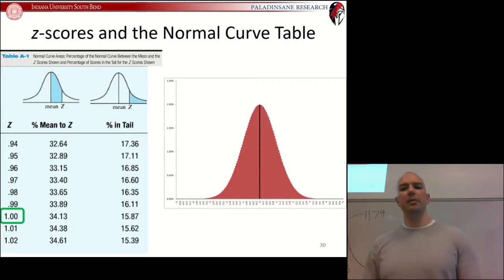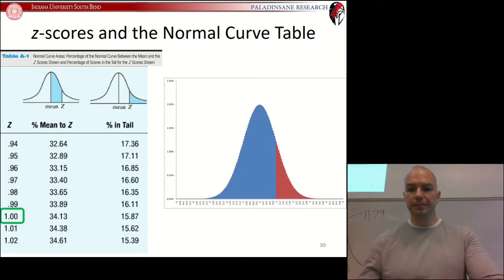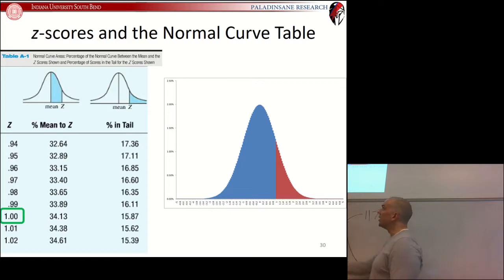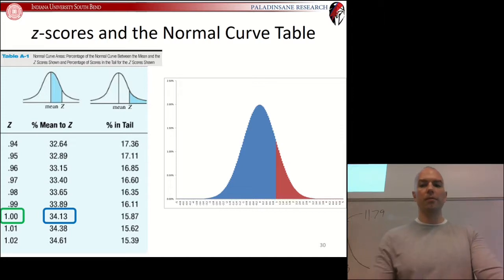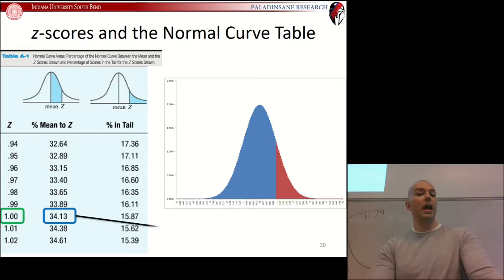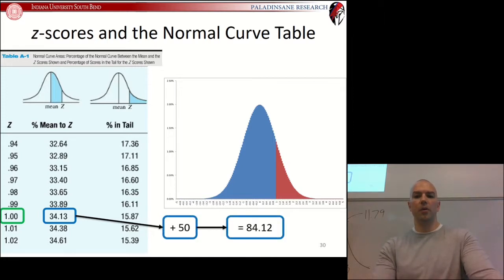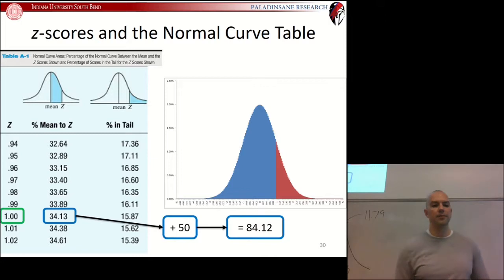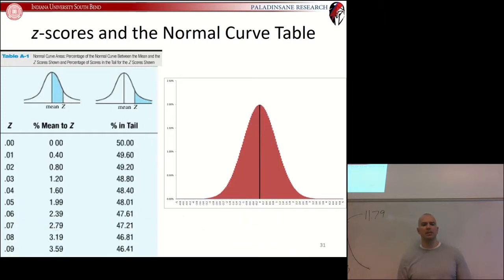And then finally, how many people score below a z-score of 1.0? Once again, this time we have to split it up into two portions. One part is the part between the mean and the z-score, which in this case is 34.14. The other portion is the other half of the distribution, so we add another 50%, and we get 84.12%.